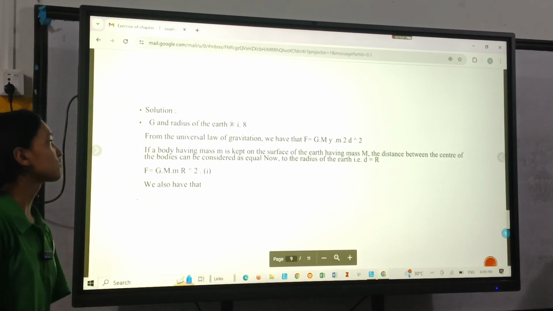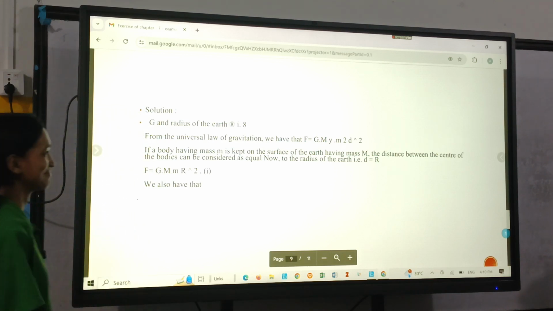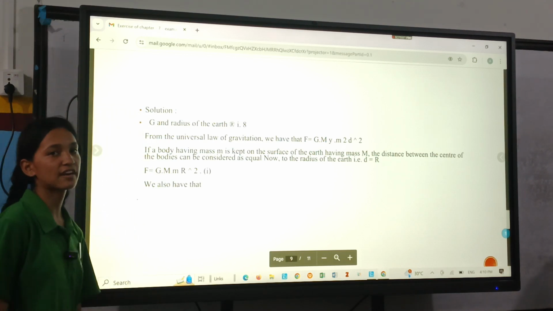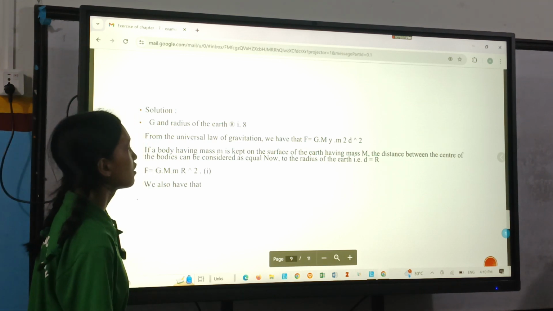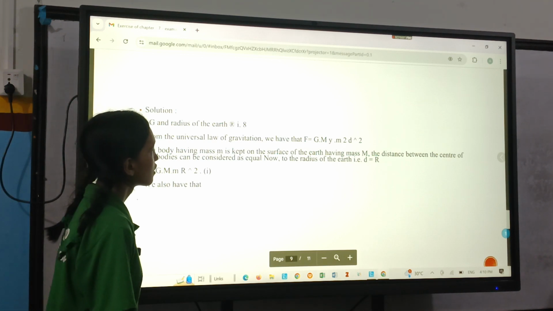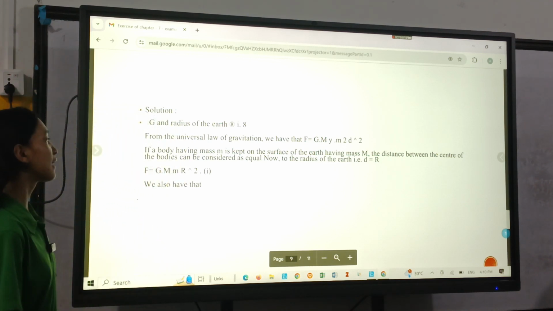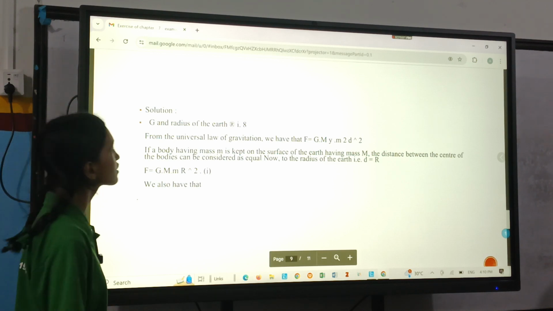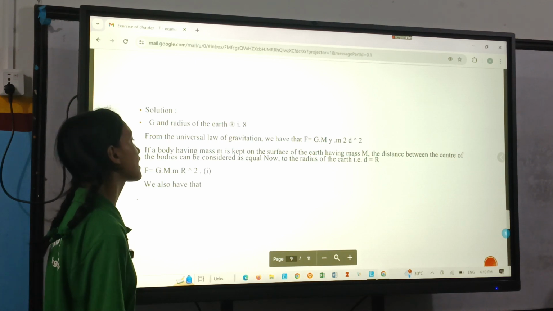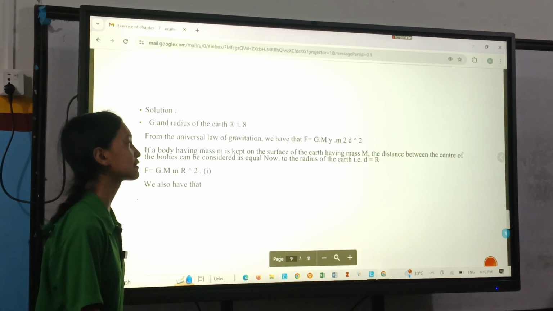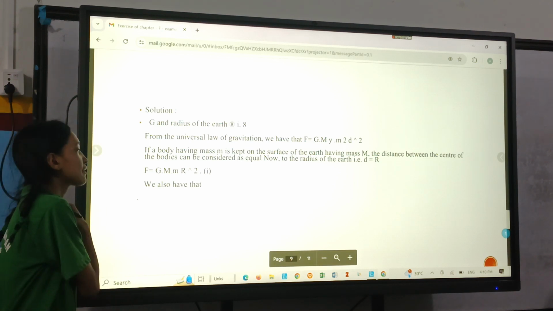Proof. From the universal law of gravitation, we know that F is equal to G times m1 into m2 by d square. If a body having mass m is kept on the surface of the earth, having mass M, the distance between the centers of the bodies can be considered equal to the radius of the earth, that is d is equal to r. So F is equal to G times M into m by r square.